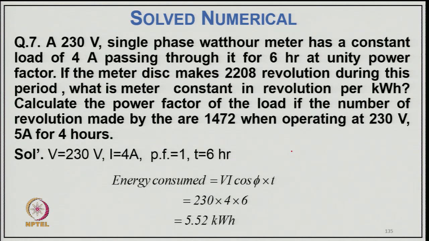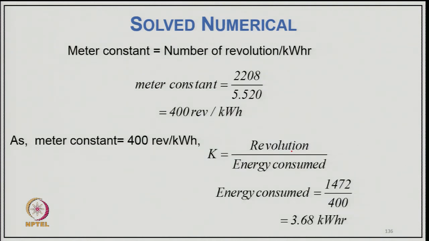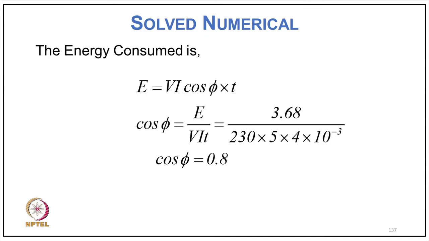So V equals 230 volt, I equals 4 ampere, power factor is 1 and T equals 6 hour. So energy consumed is V I cos phi into T, that is 230 into 4 into 6, that is 5.52 kilowatt hour, and the meter constant is the number of revolutions per kilowatt hour, that is 2208 divided by 5.52, that is 400 revolutions per kilowatt hour. At meter constant 400, K equals revolutions divided by energy consumed. So energy is 1472 divided by 400, that is 3.68 kilowatt hour, and energy consumed E equals V I cos phi into T, so cos phi equals E upon V I T, that is 3.68 divided by 230 into 5 into 4 into 10 power minus 3, that is cos phi equals 0.8.